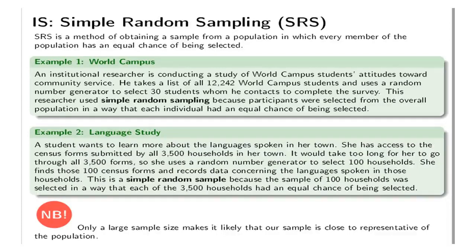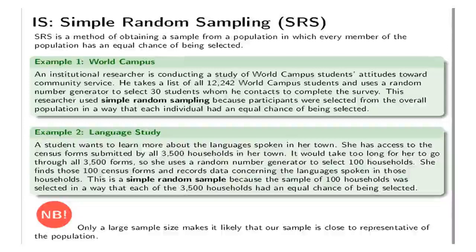An institutional researcher is conducting a study of World Campus students' attitudes toward community service. He takes a list of all 12,242 World Campus students and uses a random number generator to select 30 students whom he contacts to complete the survey. So this researcher used SRS because participants were selected from the overall population in a way that each individual had an equal chance of being selected.